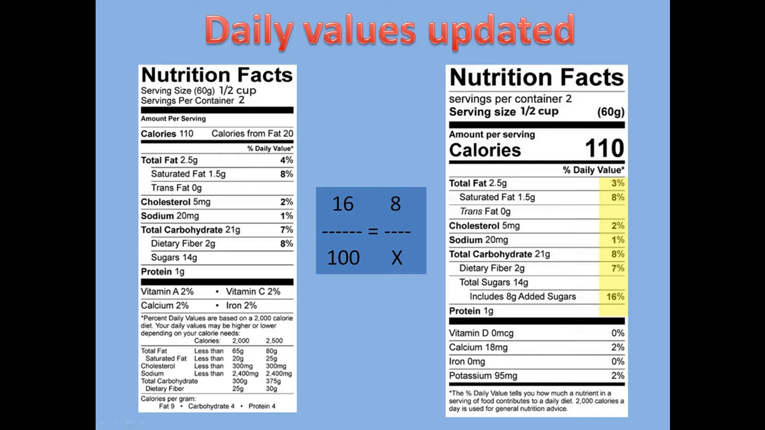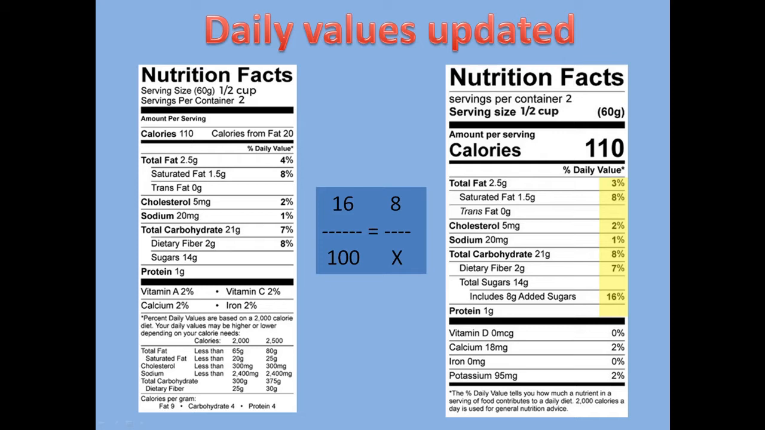What I'm using here as an example is the 16% for the added sugars. I want to back off on that. 16%, so 16 over 100 is 16%, equals 8 grams over how many? We can see that 8 is half of 16, so we can guess the answer is going to be 50. But how do we do that?